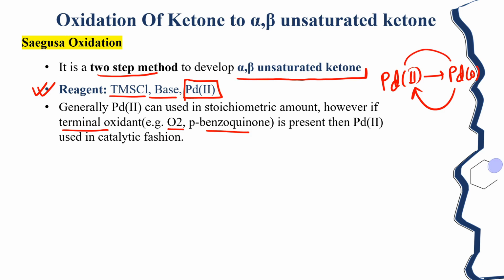which is the active catalyst, which again returns to palladium 2. So for this catalytic cycle, we need some kind of terminal oxidant which can be used in a stoichiometric amount so that the palladium becomes the catalytic one. So here also oxygen or parabenzoquinone has been used, and this is very cheap compared to palladium. Okay. So let us see one example of Saegusa oxidation, and then we'll move to the mechanistic pathway.